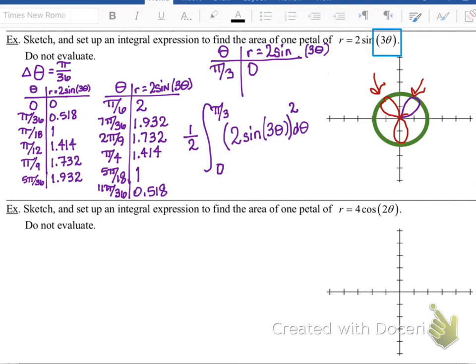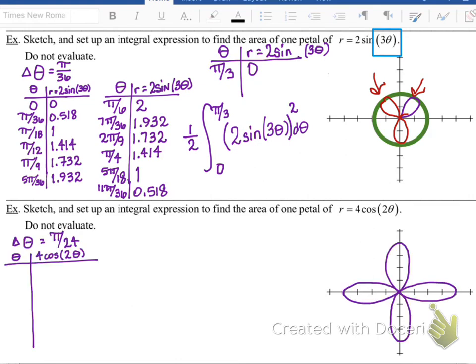Lastly, we need to find the area of one petal of r equals 4 cosine 2 theta, and do not evaluate. Our delta theta there, instead of being pi over 12, will be pi over 24. I hope if that confused you on the last one, maybe that'll clarify it a little bit. Immediately you see when you graph it that there are 4 petals. But when you look at the table, you see that at 0, the value of your radius is 4.